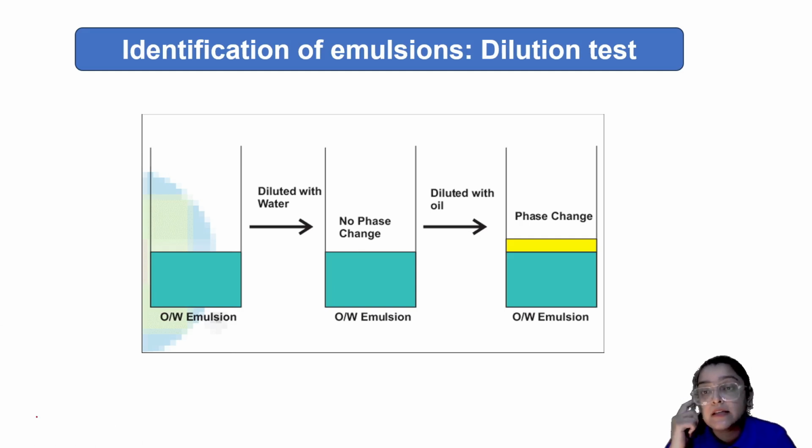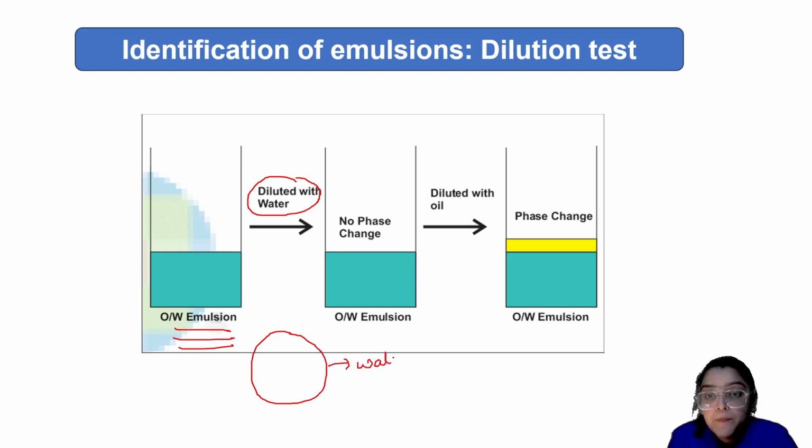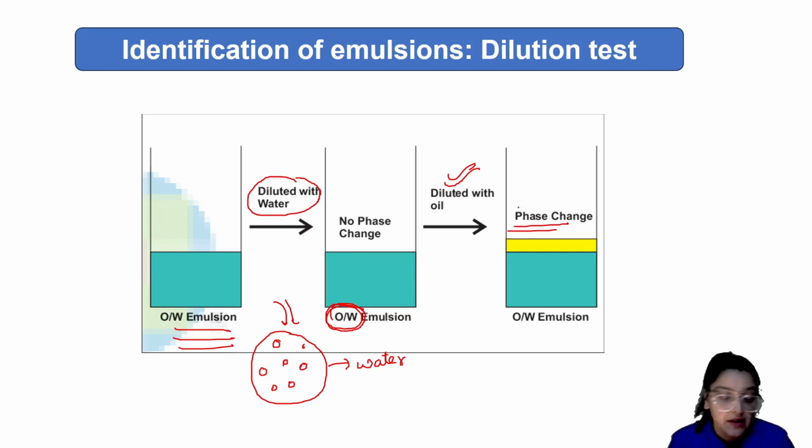The first test, as we can see, is the dilution test. Suppose this is an oil in water emulsion. You remember, in an oil in water emulsion, water is the continuous dispersion medium and the oil globules are dispersed in water. So if you add water to this, the emulsion is not going to break and there will be no phase change, so it is the oil in water type emulsion. But if it is diluted with oil, there is going to be a phase separation, a phase change, due to which it will be referred to as a water in oil emulsion, not oil in water.